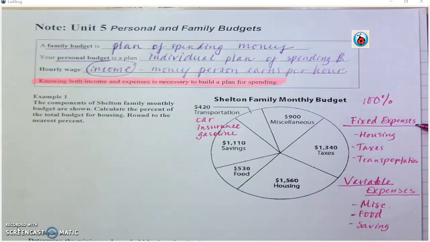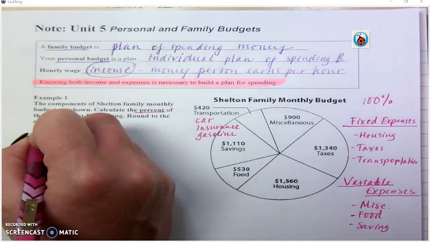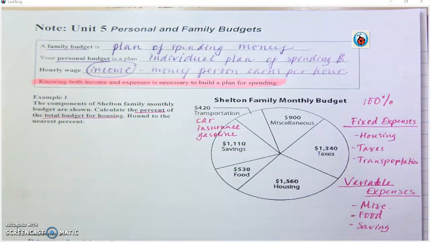The ones that cannot be adjusted and always the same, they're going to be called fixed. That means staying the same as much as possible. All right, so let's take a look at this family and see about actual percents. Components of Shelton's family are shown. We are asked to calculate the percent of total budget for housing, round to the nearest percent.